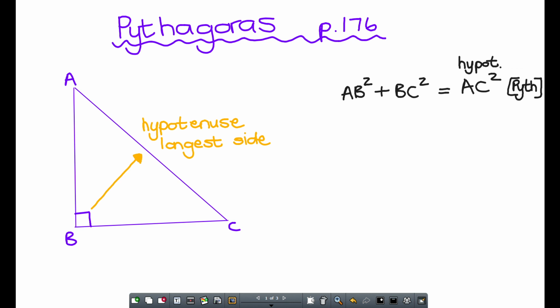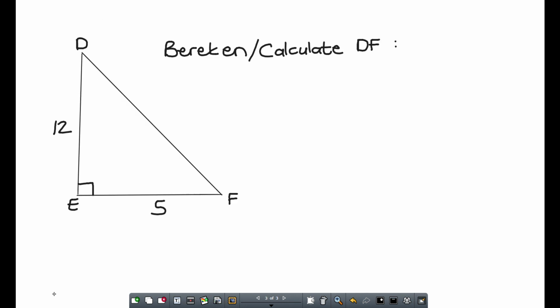Done. Okay, right. So we've got to calculate DF. Let's have a look. Pythagoras tells me that DE squared plus EF squared, and remember EF and FE is the same thing, you guys good? Will be equal to DF squared because of Pythagoras.